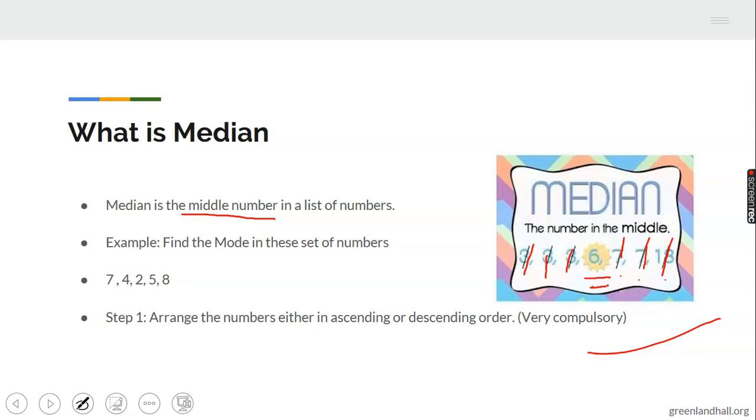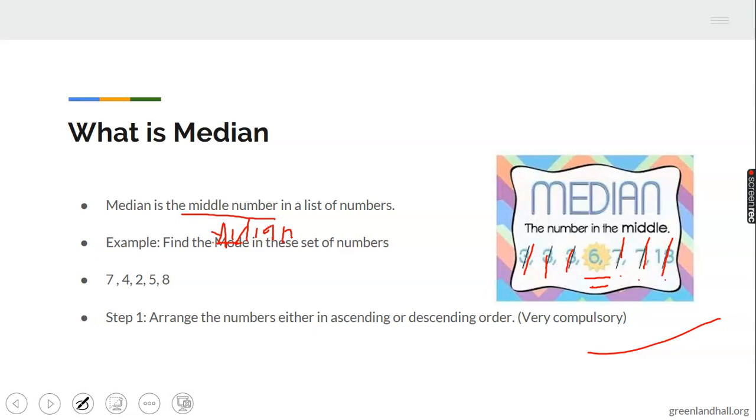Now, from this picture you have seen, let me give you an example. Find the median in this set of numbers. Now we have 7, 4, 2, 5, 8. That is the set of numbers. We want to look at the median.